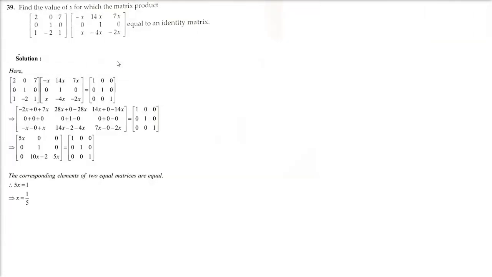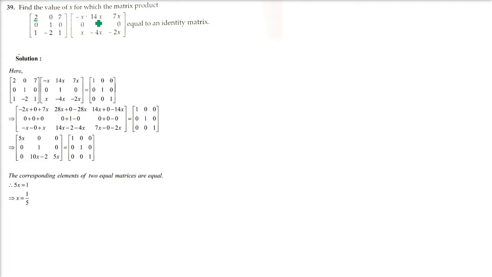Find the value of x for which the matrix product is an identity matrix. So we'll do the matrix multiplication and we'll equate it with the identity matrix. So I'll do it directly here, one by one. This row, first row with 3 columns, second row with 3 columns, third row with 3 columns.